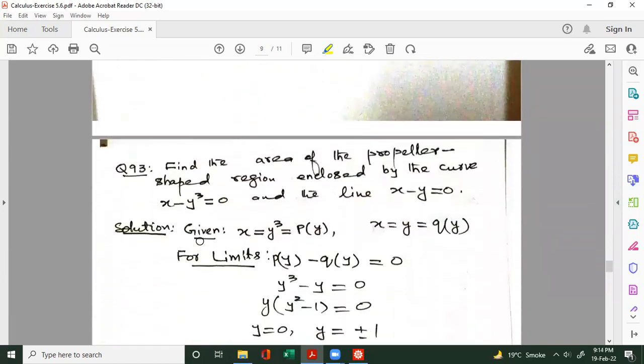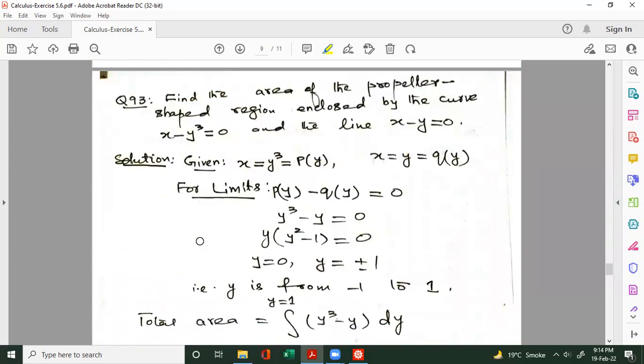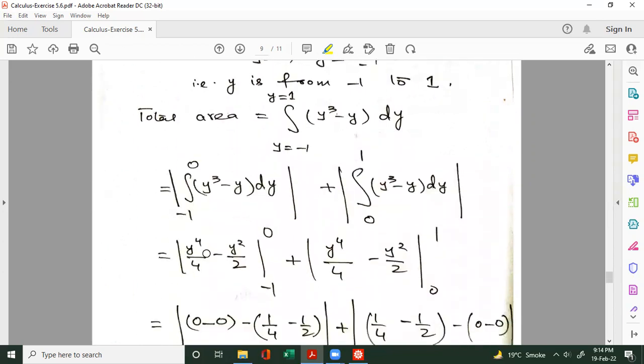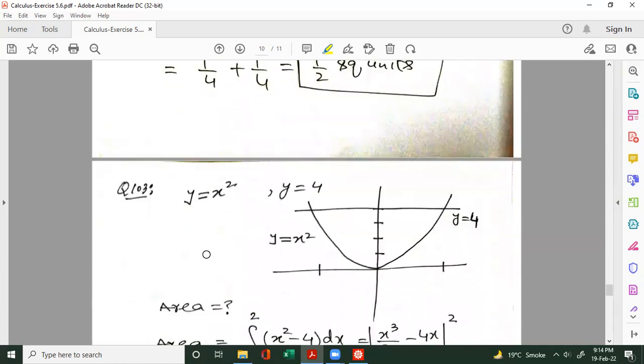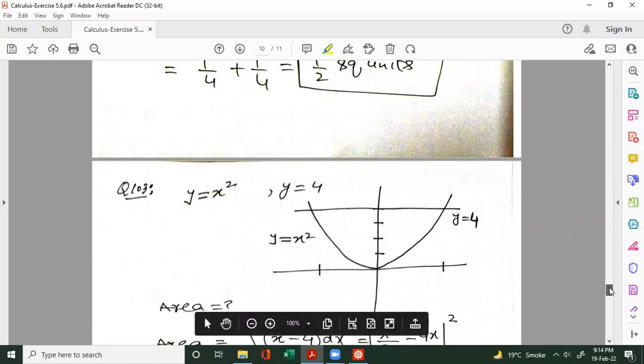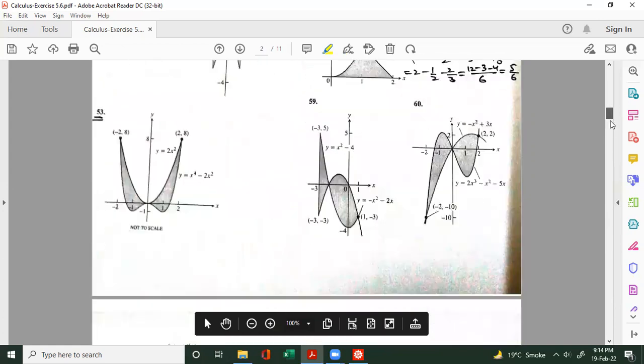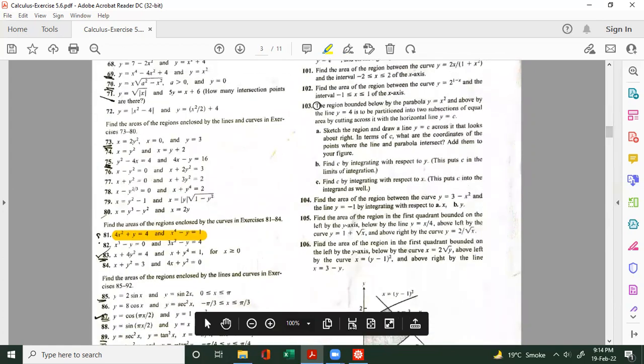Question number 93 is also here. Students, please read it carefully. The important thing is that here I am using the projection along the y-axis. I am skipping it at this time, but PDF files will be shared with you, so please understand it. Now please come to question number 103.